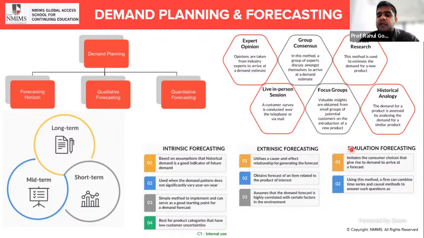And then there's simulation forecasting. For example, you want to simulate a lot of scenarios. What if the COVID third wave comes? What if it lasts for 3 months? What if it lasts only for 15 days? What if it progresses at this rate?